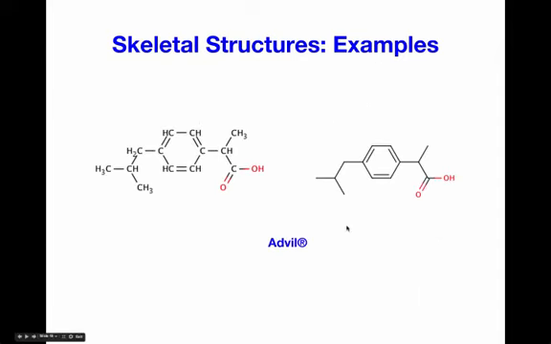This is an example of where the skeletal structure becomes advantageous to the person who actually has to draw it out. This molecule here is an organic molecule. This is the active ingredient in Advil. If you've ever taken Advil for pain, this is ibuprofen.